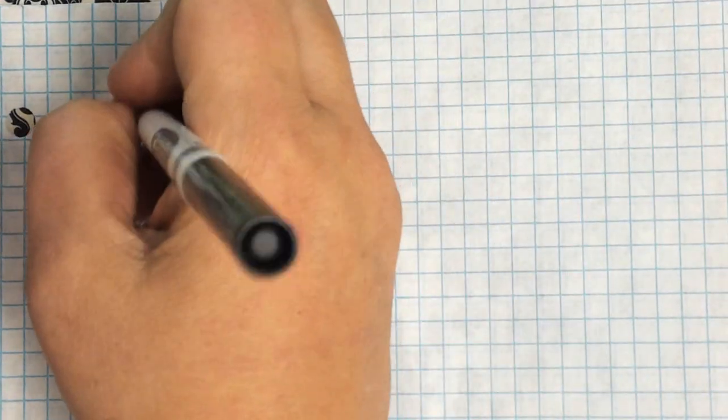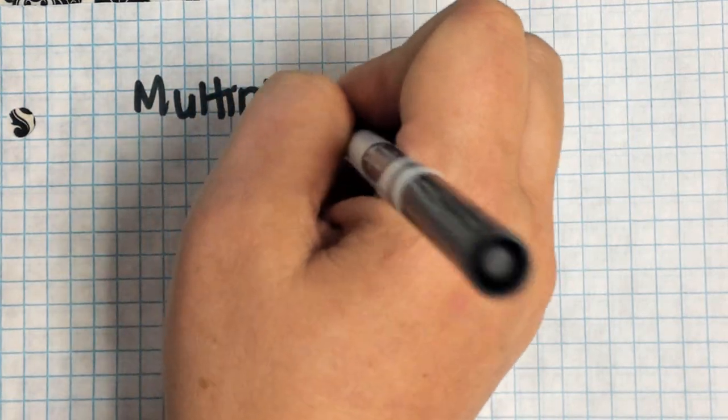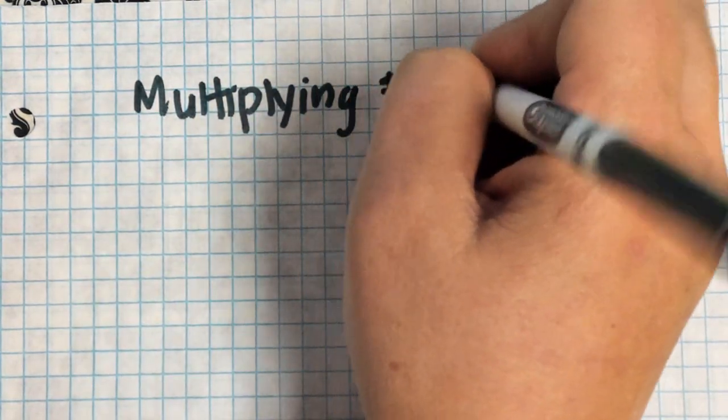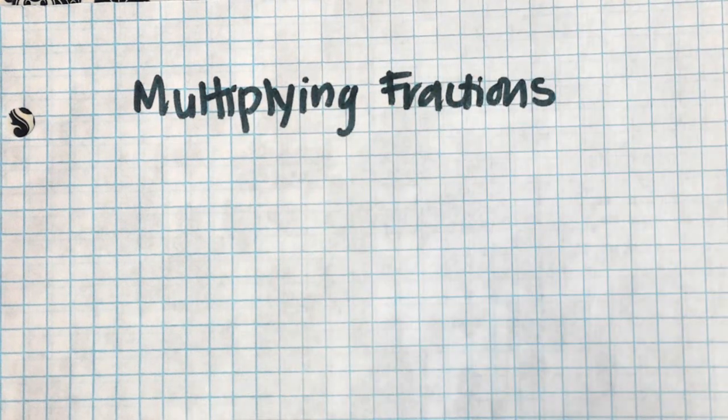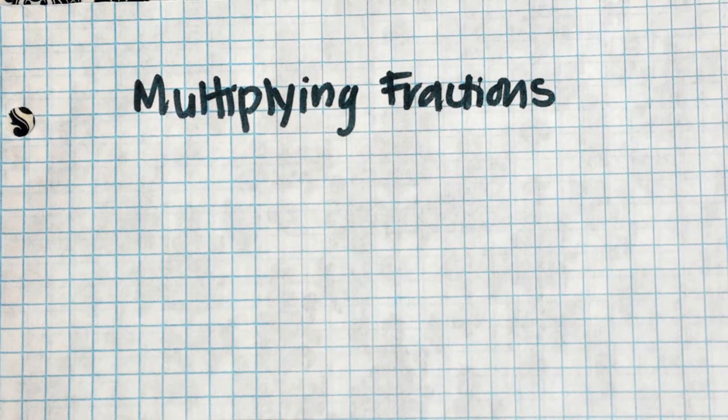Alright, so we're going to talk about multiplying fractions today. At the very top of your page, go ahead and write multiplying fractions. I told you if we could make it through adding and subtracting, guys, this part is so much easier. So today we're just going to talk about fraction times fraction and fraction times a whole number.